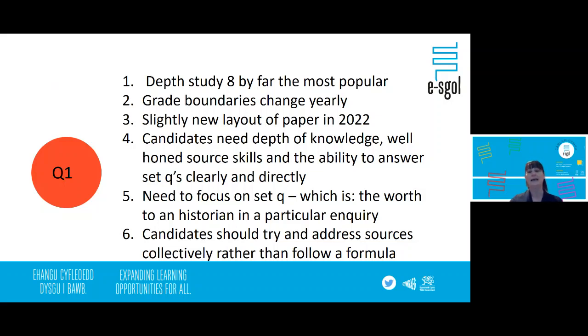And number 6, candidates should try and address sources collectively rather than follow a formula. So what they mean by that is you need to make sure that you cover all of the tips that I'm going to be telling you in a checklist, but not in a formulaic approach. They don't want it static. They want it to flow. They want you to change the order of your source analysis, and I'll explain that a bit later as well.